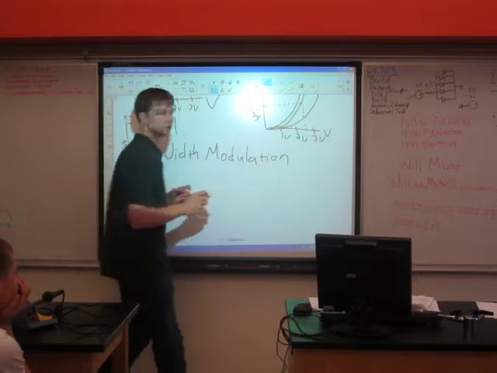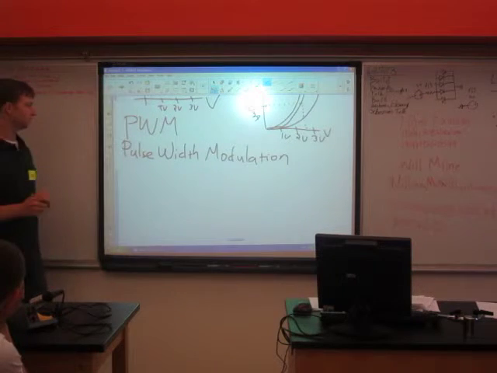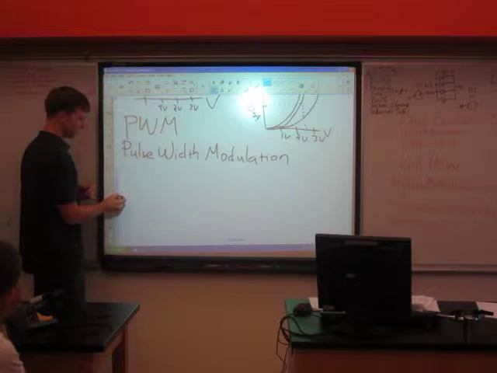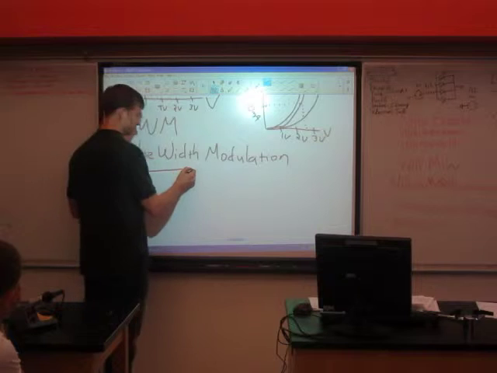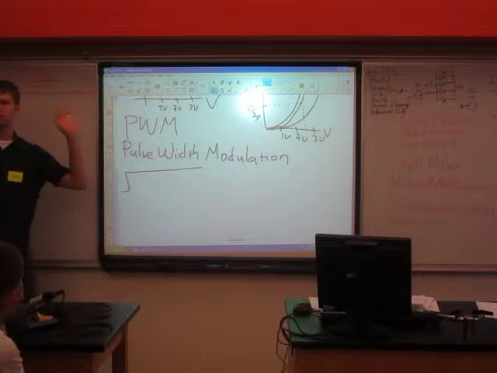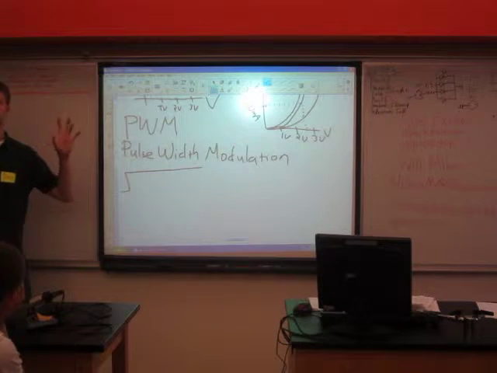So pulse width modulation is, if you want an LED to be as bright as it can be, you just leave it on, right? You turn it on. You give it 5 volts or 3 volts or whatever it wants.